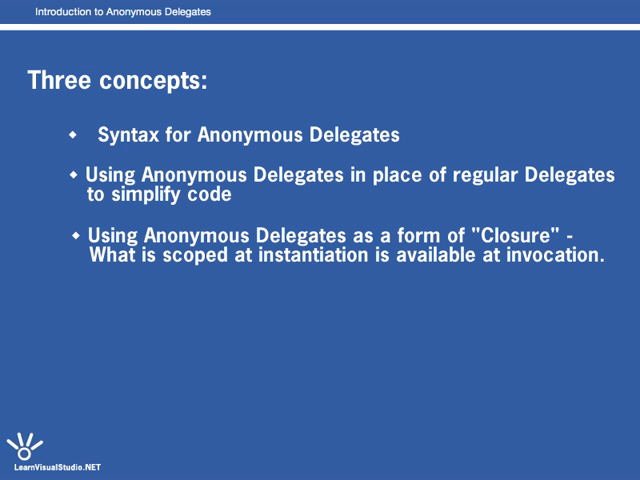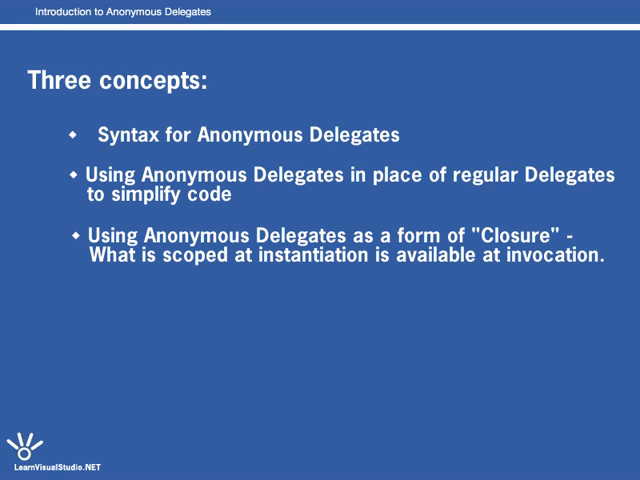So to recap, first of all, we reviewed the syntax of regular delegates, and then we showed the basic syntax of creating anonymous delegates. Then we talked about two primary uses of anonymous delegates. They can be used to keep your code tidy and elegant when creating delegates for use within the .NET 2.0 methods that require a delegate to be passed in. And then secondly, it can also be used as a form of closure to create essentially a factory of anonymous delegates whose scope can be set at instantiation and can then be utilized during invocation of your anonymous delegate.